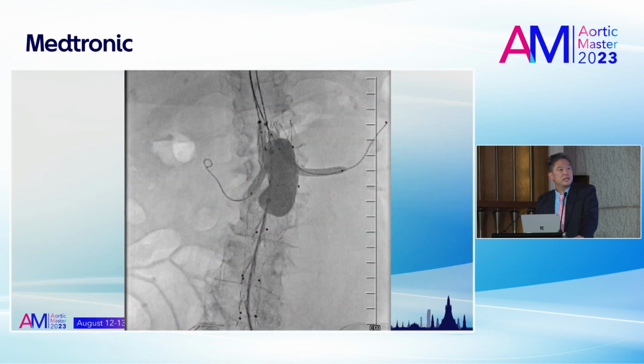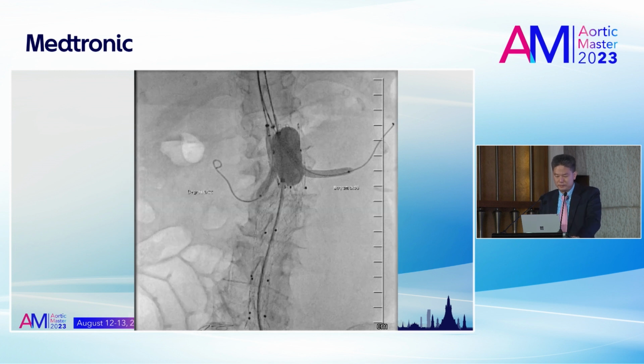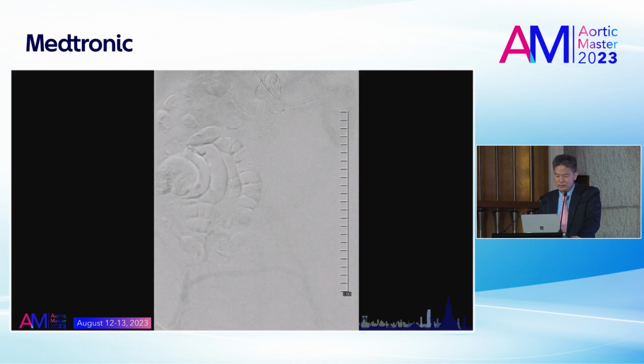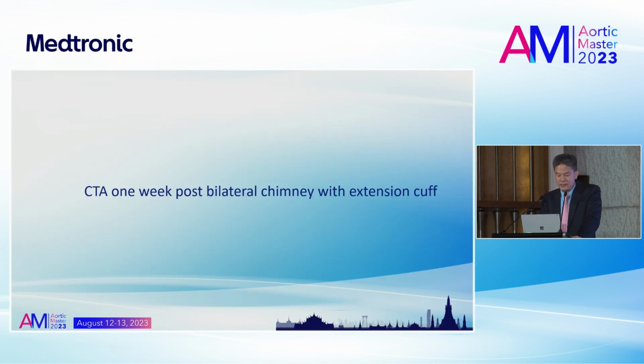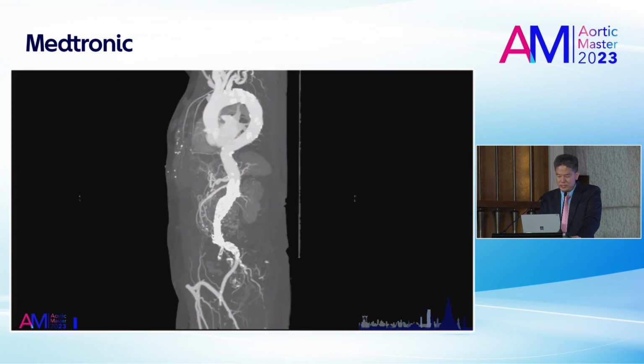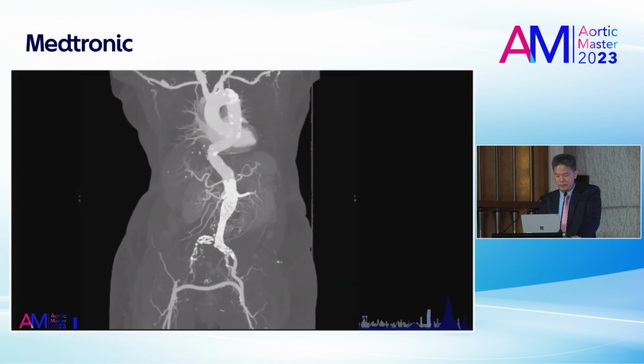And then balloon and deploy, extend the extension cuff and ballooning, touching up everything. And this is the completion angiogram, aortogram of the case. You can see all the visceral vessels are patent and the fem-fem crossover is still functional. Did a CT scan again 1 week after the procedure, you can see now that everything looks fine.